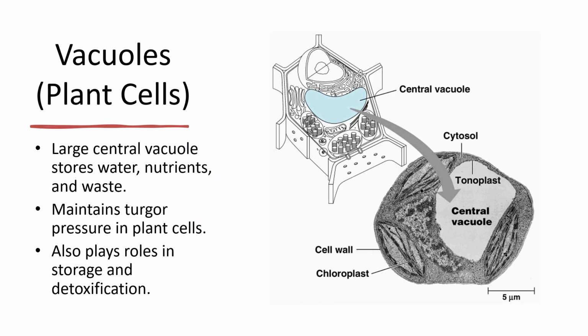The central vacuole in plant cells stores water, nutrients, and waste. It also helps maintain turgor pressure, keeping plants upright and structurally sound.